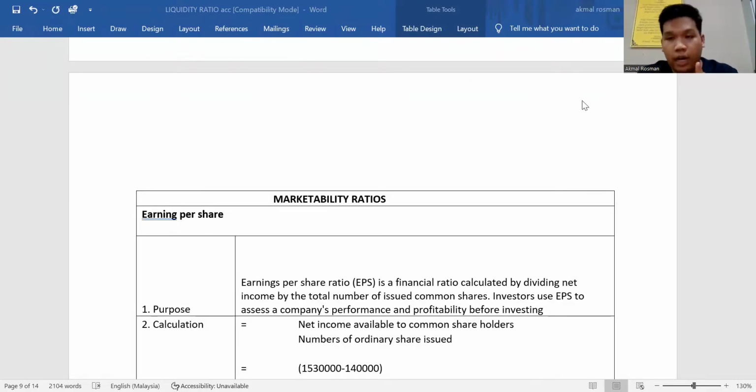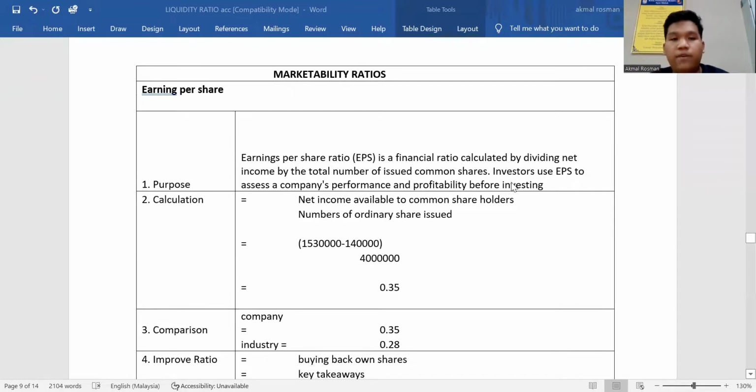Okay, so now I will talk about marketability ratios. The first one is earning per share. The purpose is a financial ratio calculated by dividing net income by the total number of issued common shares. Investors use EPS to assess a company's performance and profitability before investing. And the calculation is net income available to common shareholders divided by number of ordinary shares issued.